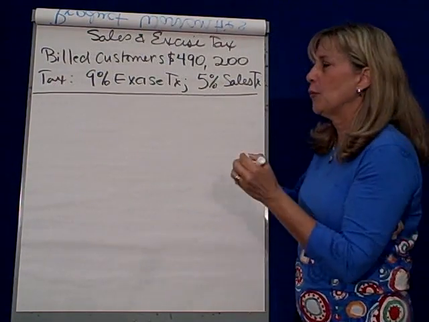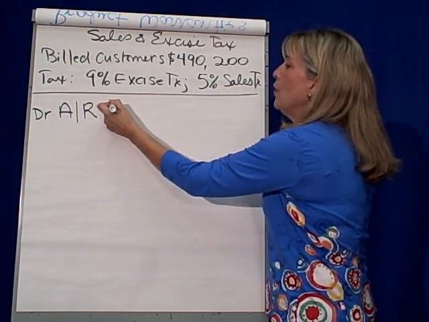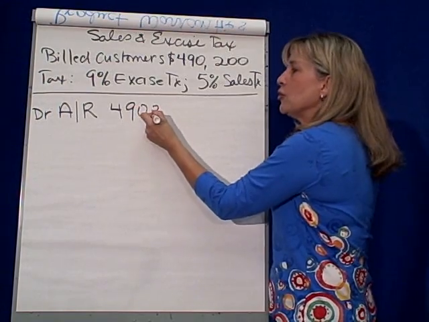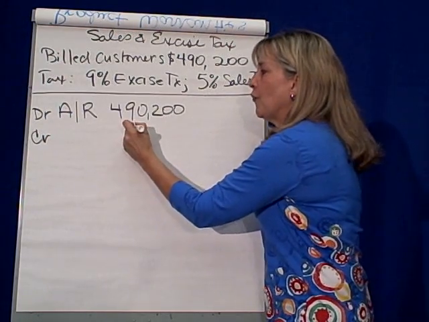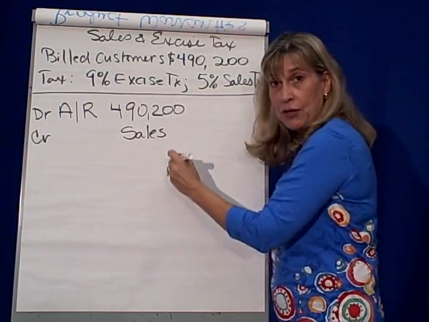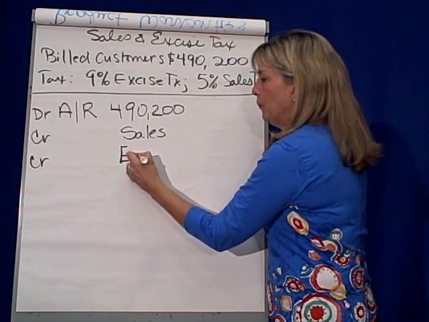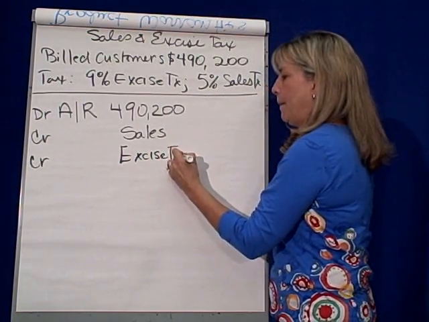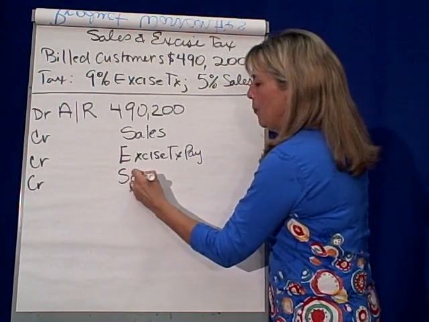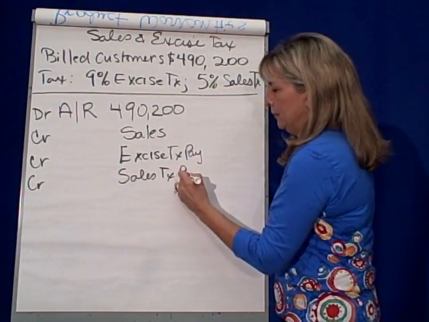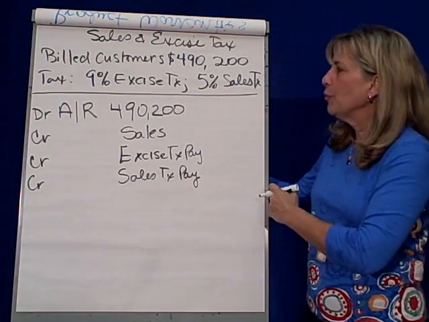If we billed our customers, that means that during the period we debited accounts receivable for the $490,200. We know part of that amount is for sales or our revenue. We know part of that is for excise tax payable. And we know part of that is for sales tax payable. But this amount contains all of it, doesn't it? So how am I going to break it out?